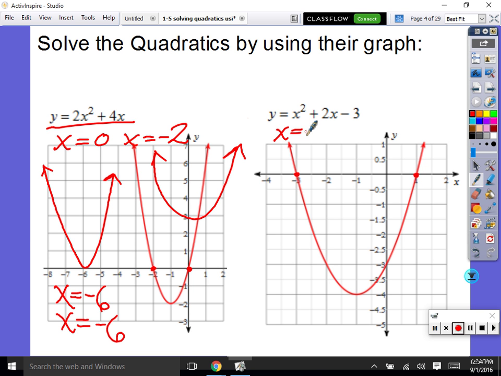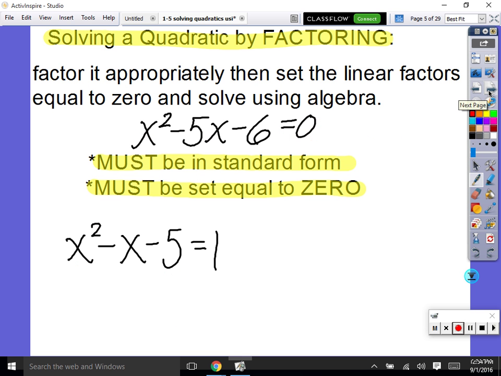So what's my solutions? X is equal to 3 and x is equal to, okay, here we go. So let's move on. That's pretty easy here. I'm not gonna spend too much time on it.